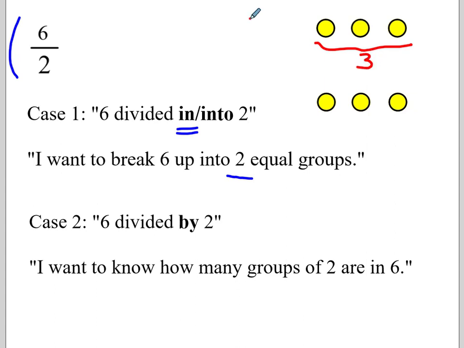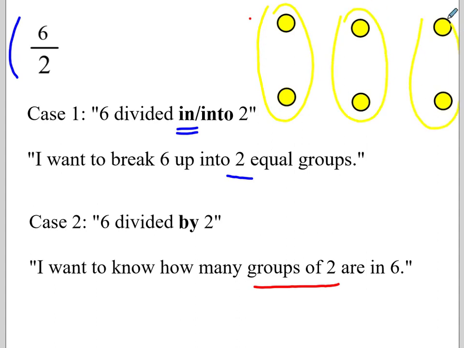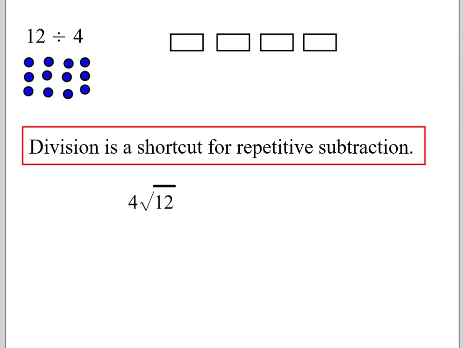Case 2, 6 divided by 2, is asking how many groups of 2 are in 6. That's a slightly different problem. I'm going to erase this really quickly and switch this over. Let's grab these 2. There's one group of 2, a second group of 2. If we highlight those, there's one group of 2, 2 groups of 2, 3 groups of 2. So no matter how I solve this problem, under either case, I still end up with the answer of 3. But it can make a difference later on when we talk about fractions.